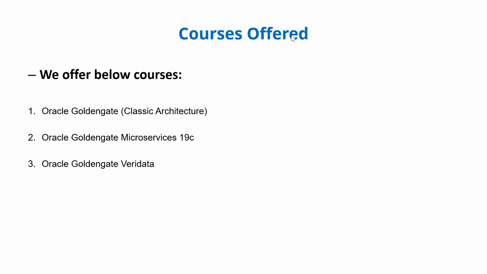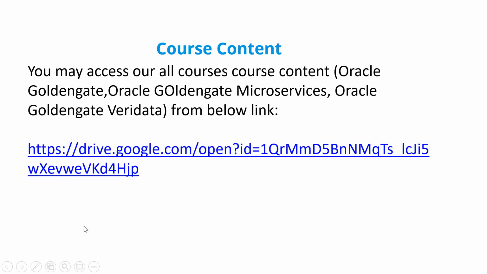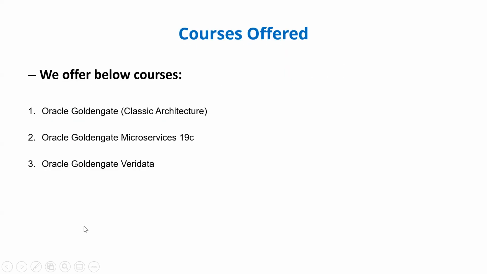As for the courses, there are 3 courses offered: classic, microservices, and Veridata. Veridata is another product in the GoldenGate family which allows you to verify the data. So apart from classic and microservices, there is one more product in the GoldenGate family called Veridata. So if you go out for any job support, for anything related to GoldenGate in your environment, you may get questions from either classic, microservices, or Veridata.